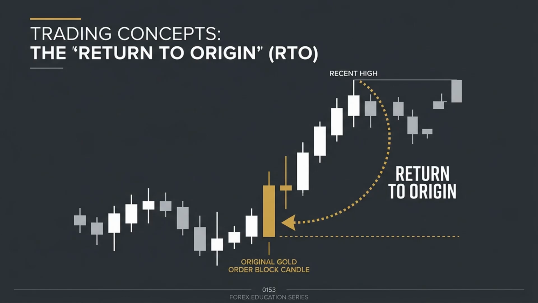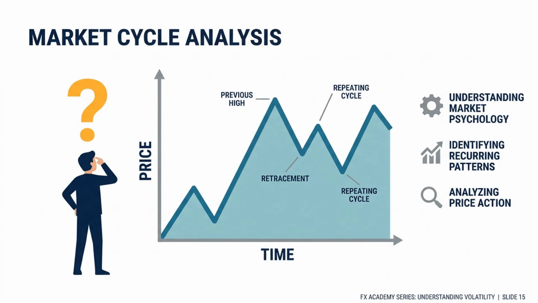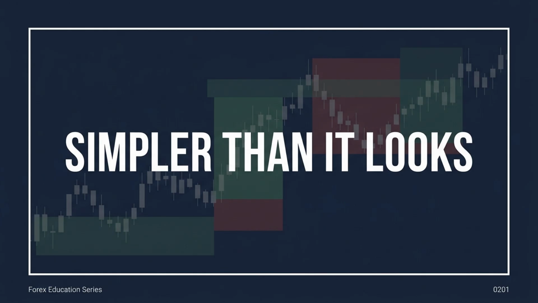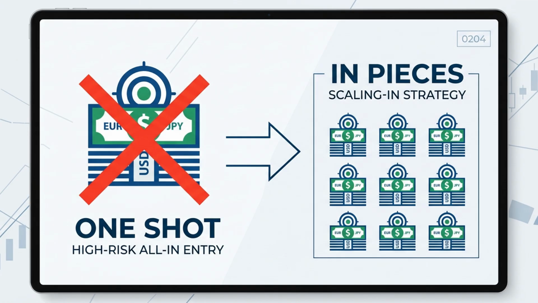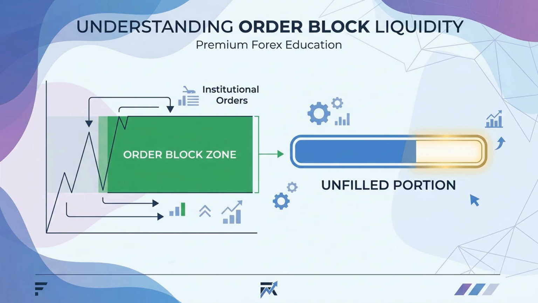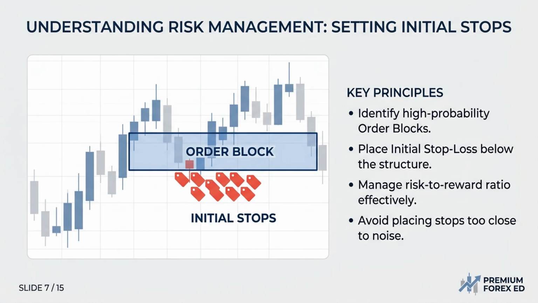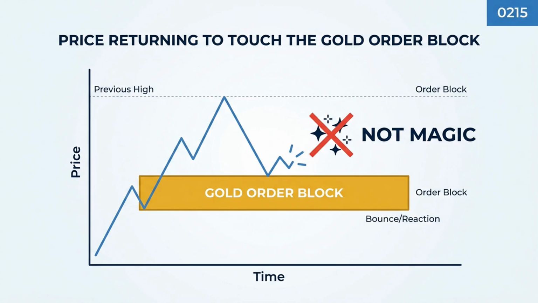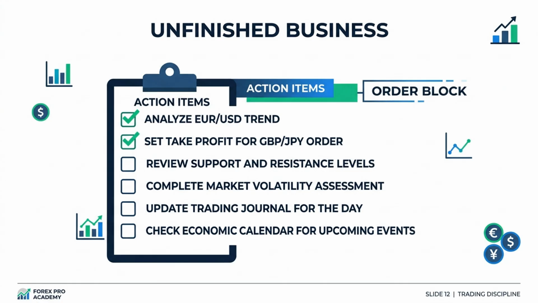So why does price often return to that exact candle later? This is the part that confuses most traders, because it feels almost too convenient. The answer is simpler than it looks. Institutions rarely fill an entire position in one shot. They leave resting orders behind. Unfilled portions. Stop losses from the initial entries. Hedging positions that need adjusting. When price revisits that zone, it isn't magic. It's the market going back to collect unfinished business.